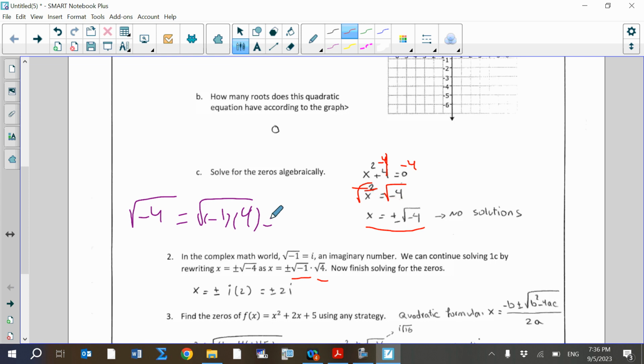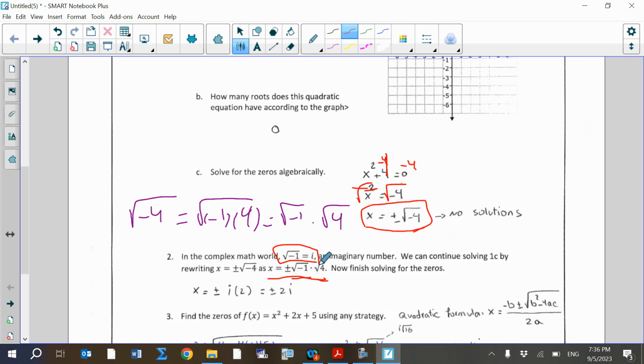Now I can separate the radicals. So I can write the square root of -1 times the square root of 4. So basically, I was able to rewrite this part of my equation that I solved as x equal to plus and minus the square root of -1 times the square root of 4. And guess what? We just said that i is equal to the square root of -1. So wherever I see the square root of -1, I replace that with i.